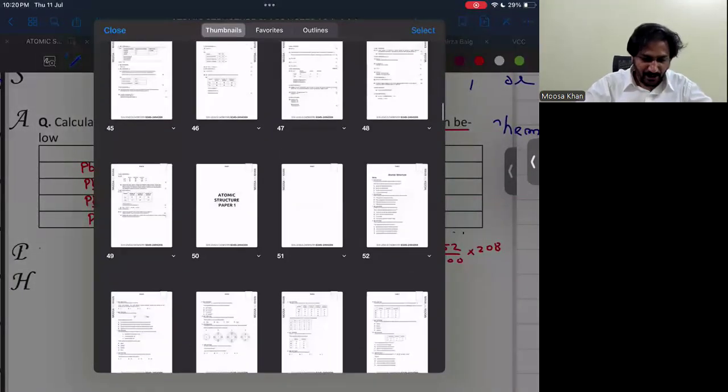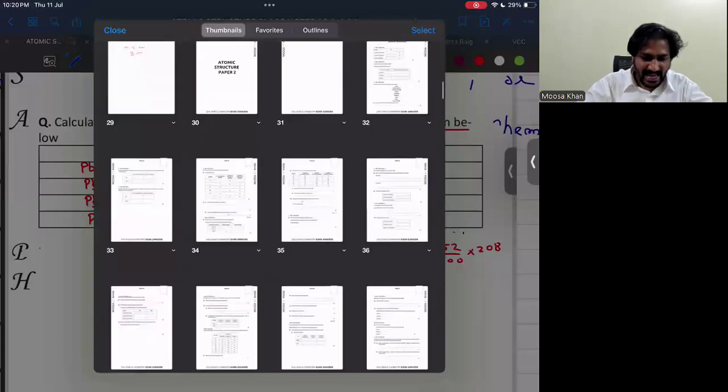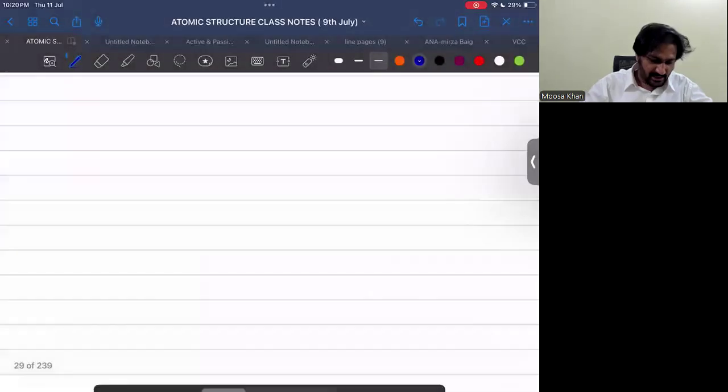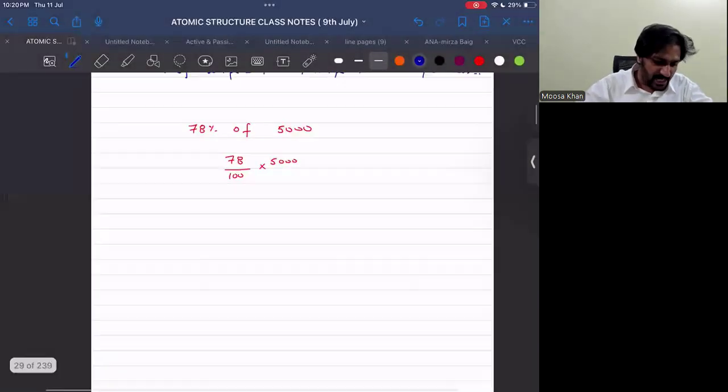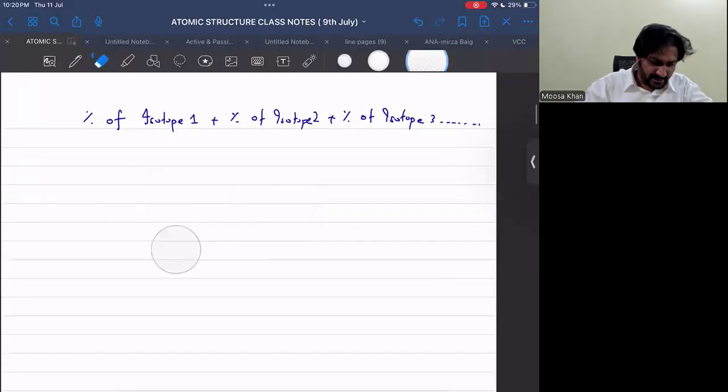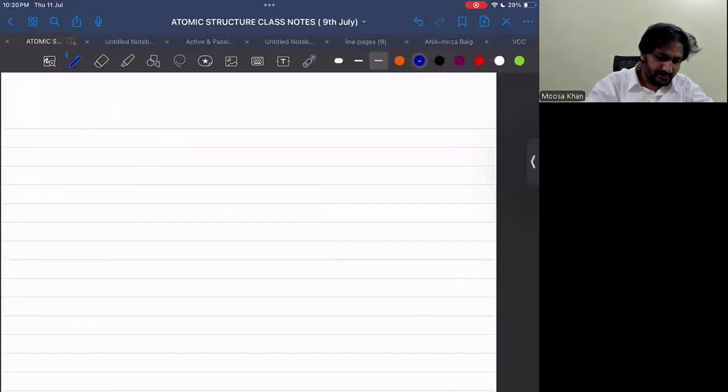Now the last topic of this chapter is the chemical and physical properties of isotopes. उसको भी कर लेते हैं आज, ताकि coming class में we'll just do the past paper of this chapter and then we'll be done by it.